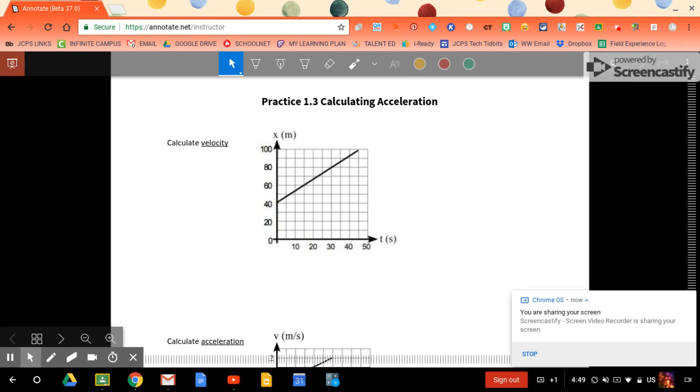Okay, now we're moving on to our velocity and acceleration practice. Please follow along because I want to make sure you guys understand this. I know some of what I said yesterday in class, I'm going to correct some of it, but just keep that in mind.